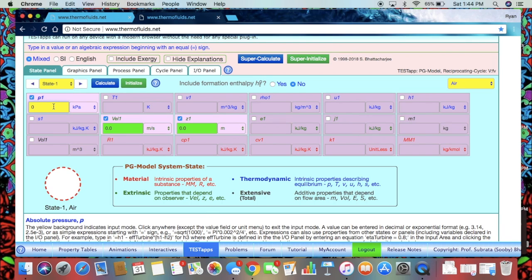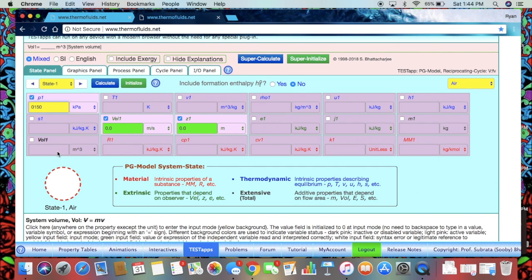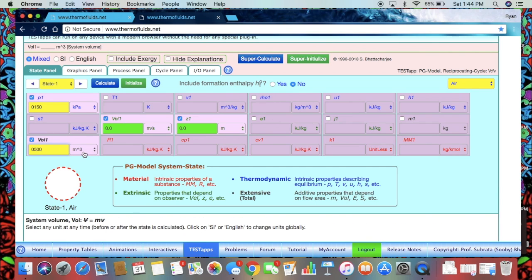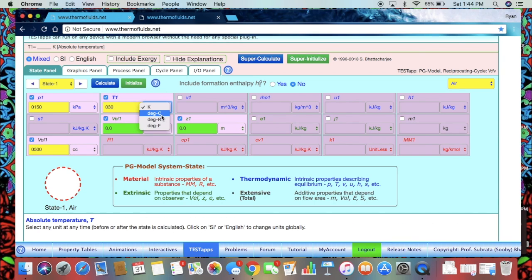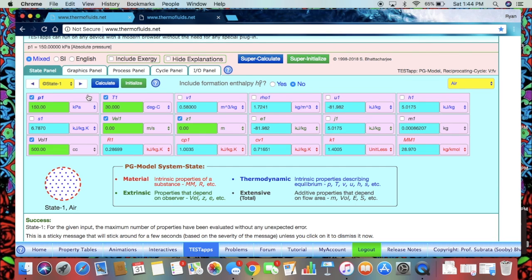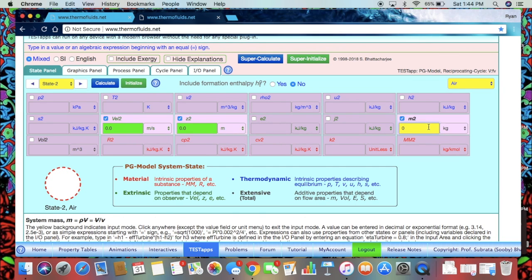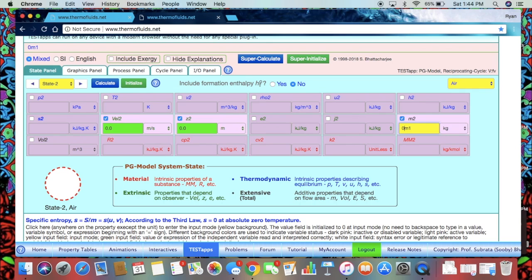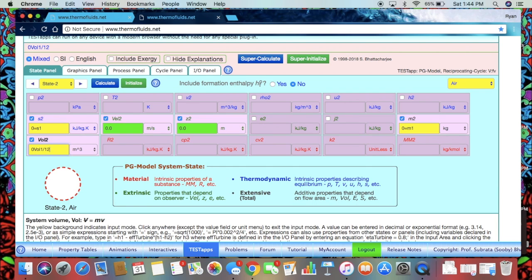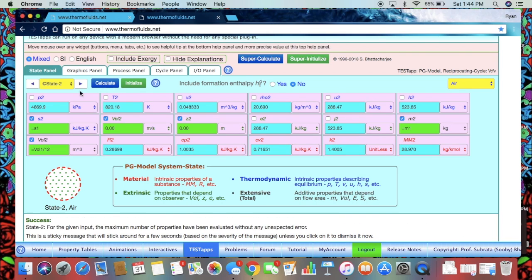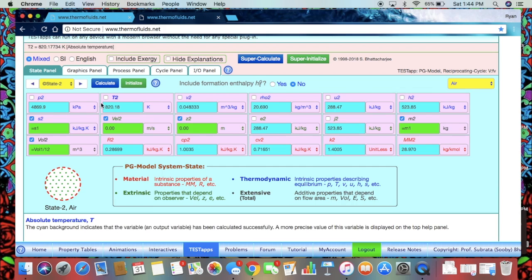Moving on, we said pressure at P1 was going to change to 150 kPa. The volume is staying the same. And the temperature was changing to 30 degrees Celsius. State 2, mass will stay the same. Divided by 12 here. Solutions matching our manual solutions here.